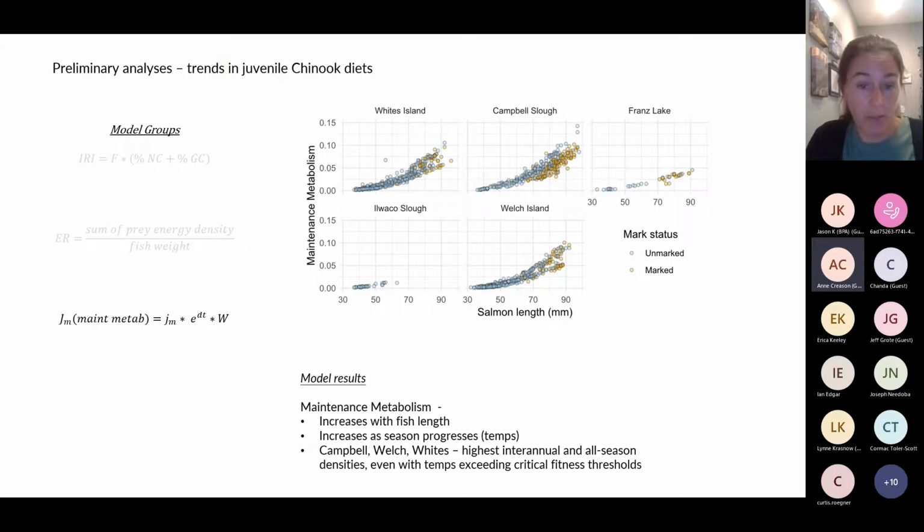But model results show that maintenance metabolism increases with fish length and increases as the season progresses due to high temps. I just wanted to note that the highest interannual and all season densities of fish are at these three middle sites, even though temperatures, like we heard, are exceeding critical fitness thresholds.